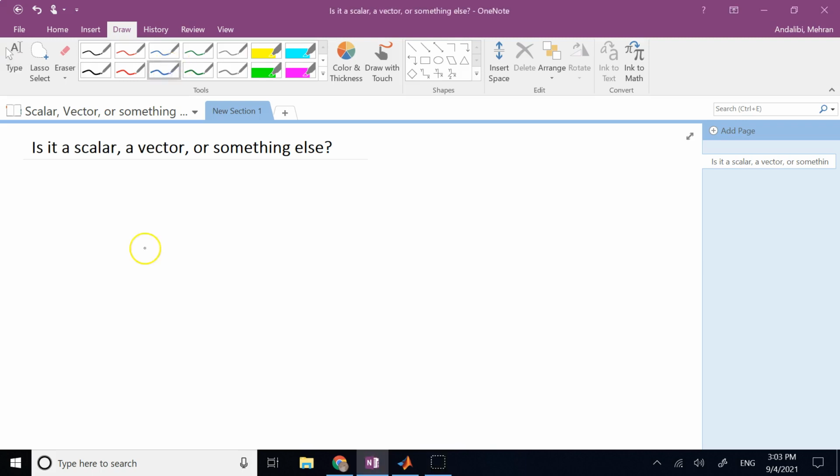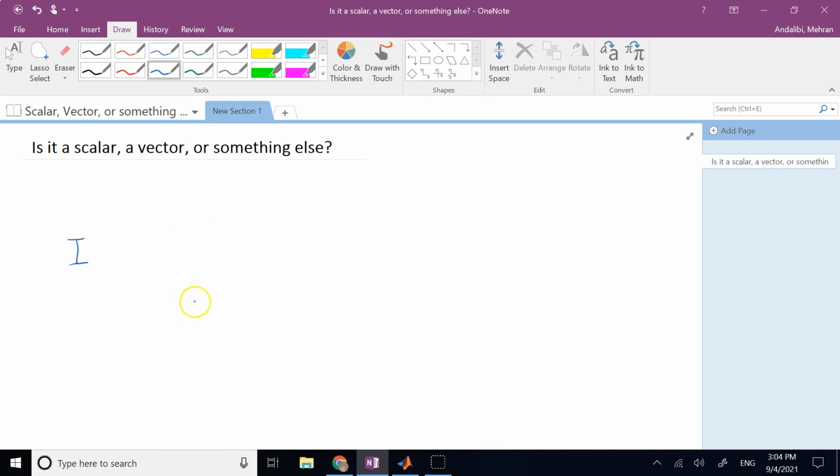For example, one of the first entities that I would like to talk about is electric current, I. So I always ask them, what is electric current? Is that a scalar or a vector? And if they turn out and tell me that it is a scalar, then I ask them, well, doesn't it have a direction?